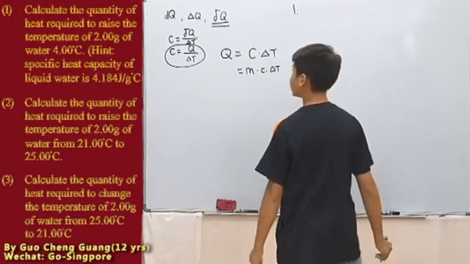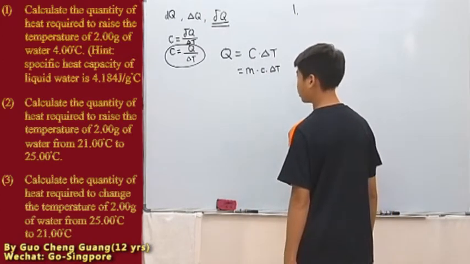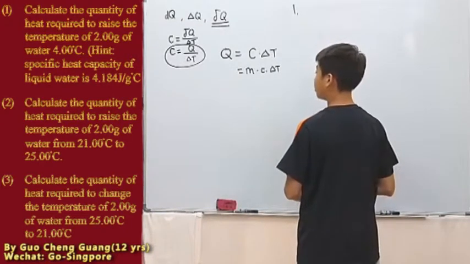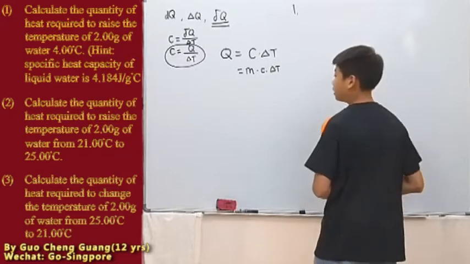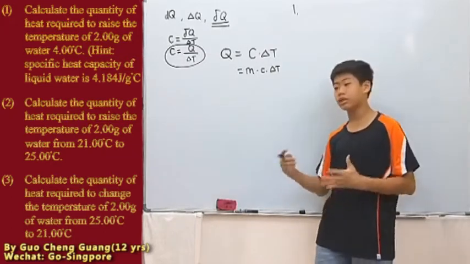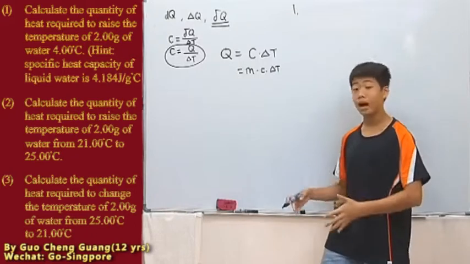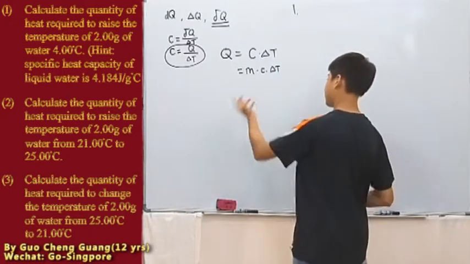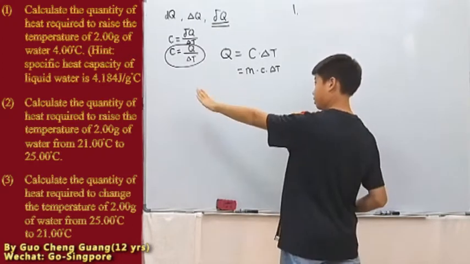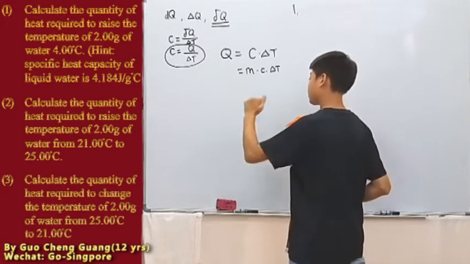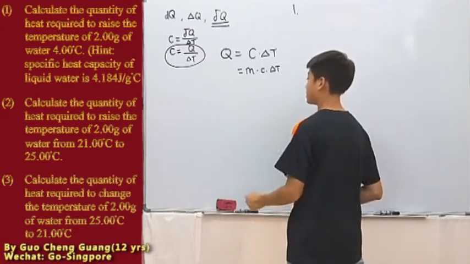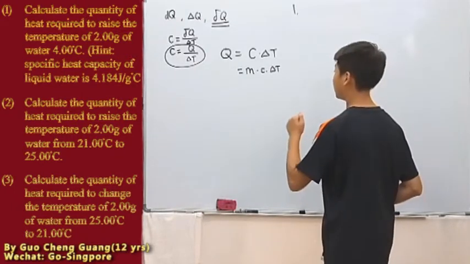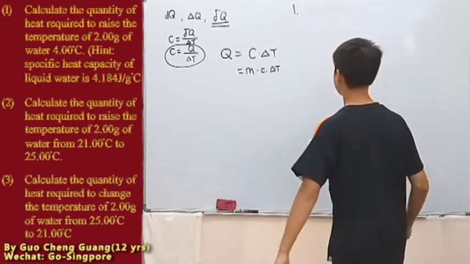The first example: calculate the quantity of heat required to raise the temperature of 2 grams of water by 4 degrees Celsius. That means you want to raise the temperature of the water by 4 degrees Celsius, like that. And look behind. It is given that the specific heat capacity of water is 4.184 joules per gram degrees Celsius.